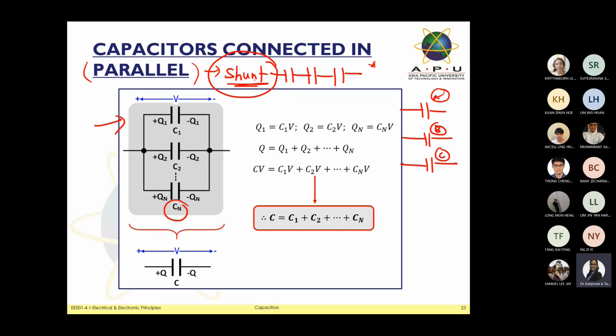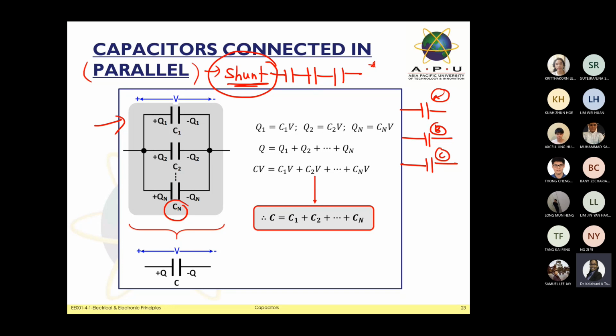The word shunt, S-H-U-N-T. Have you seen this word before? Okay. Usually for our EEP, we always use the term parallel. We're not going to use the word shunt, but sometimes in a different module, maybe you will learn about the shunt concept based on your circuit diagram.